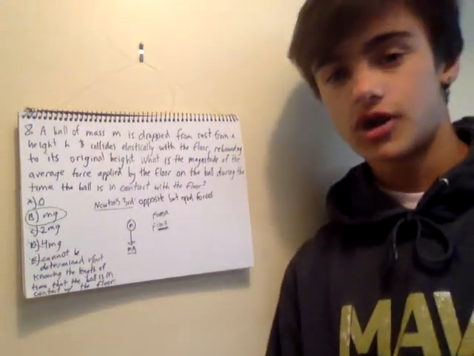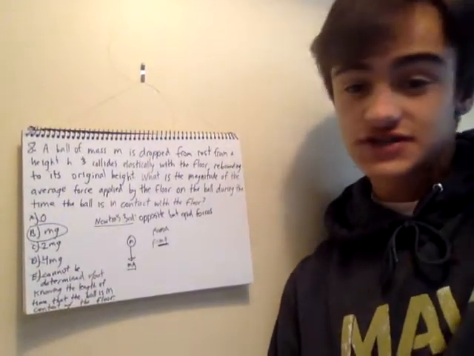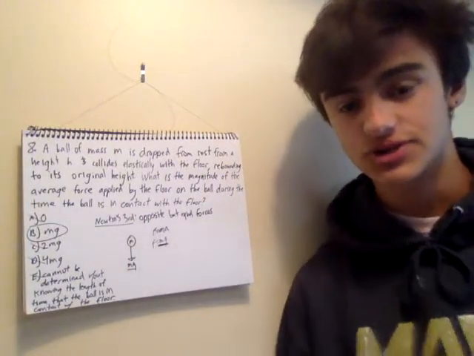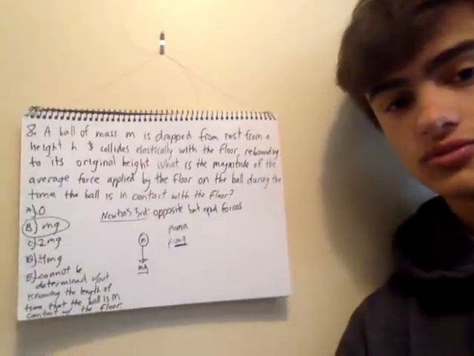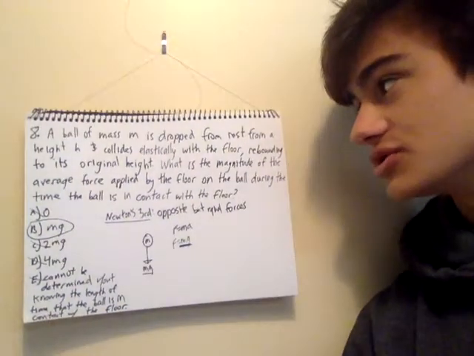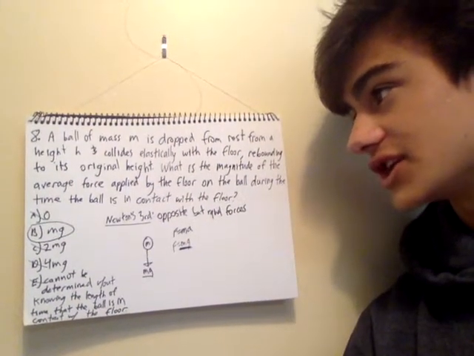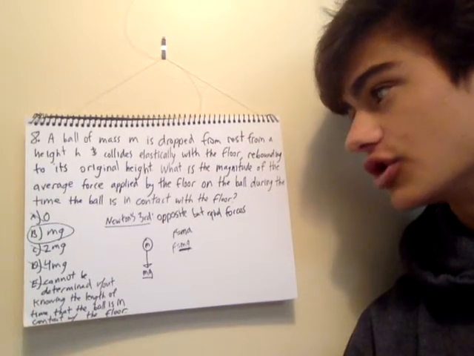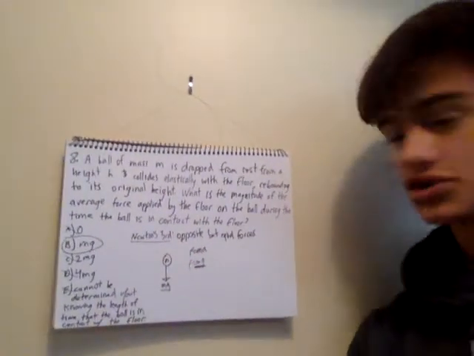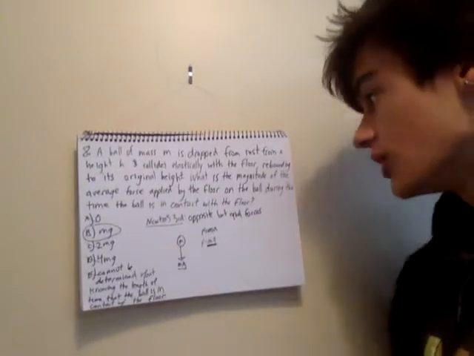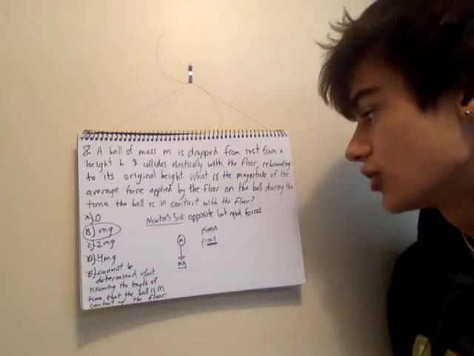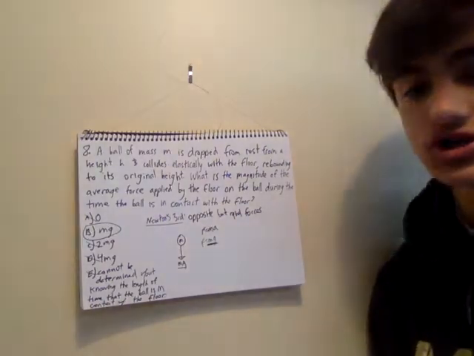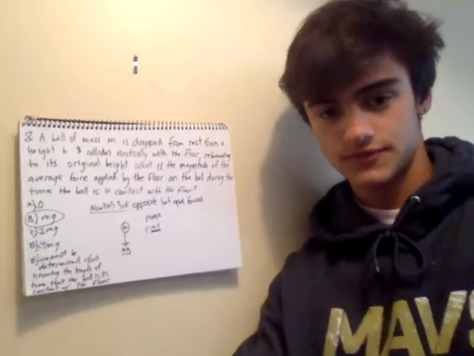I'm going to go through problem number 8 from a Physics C Mechanics multiple choice test. Let me bring you a little bit closer so we can read this problem. A ball of mass m is dropped from rest from a height h and collides elastically with the floor, rebounding to its original height. What is the magnitude of the average force applied by the floor on the ball during the time the ball is in contact with the floor?